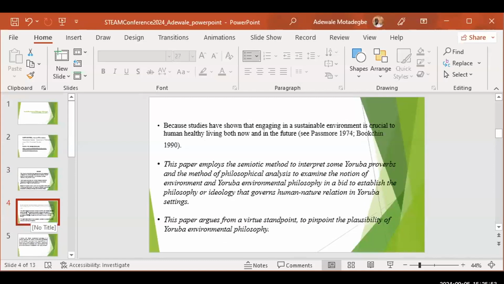However, I'll be arguing from a virtue standpoint, using the Aristotelian doctrine of the mean to show how plausible the Yoruba environmental philosophy is to help to remedy this issue.